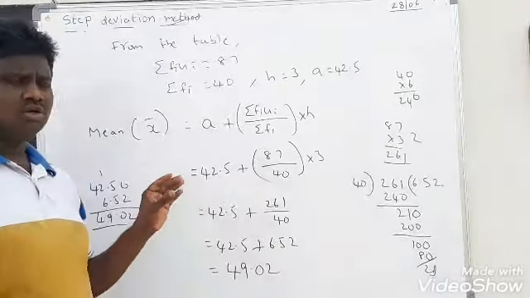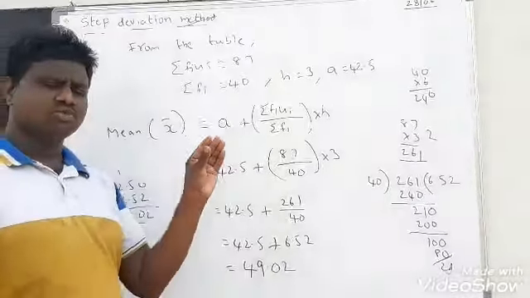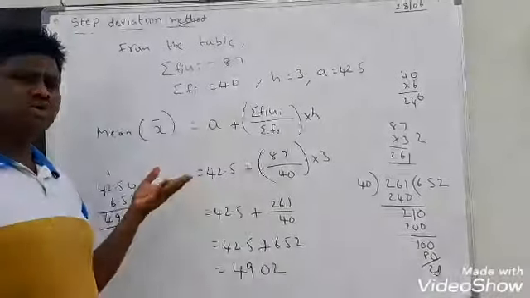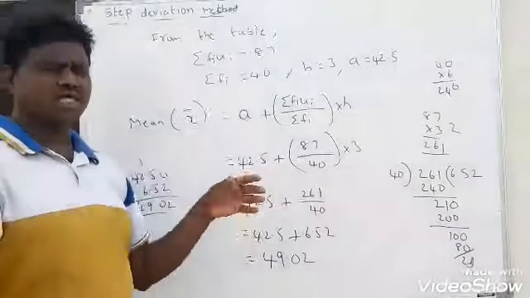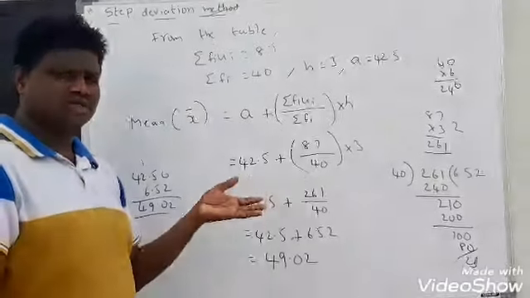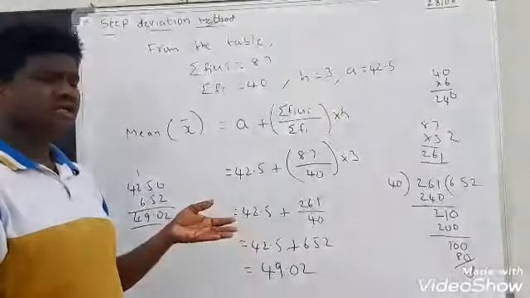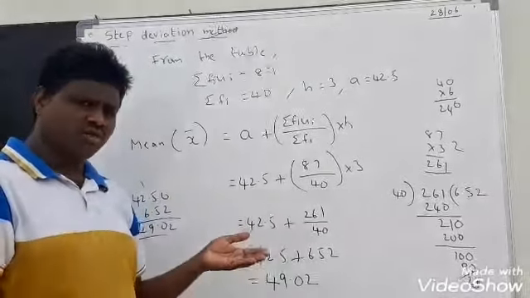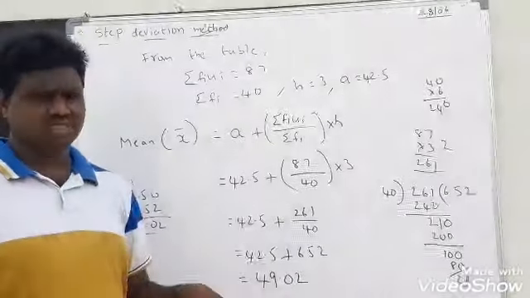Children, in the examination you can do any method, either the direct method or the step deviation method. But for simple calculations, that means small values, use the direct method. If there are big values in class intervals and frequencies, then it is better to apply the step deviation method.